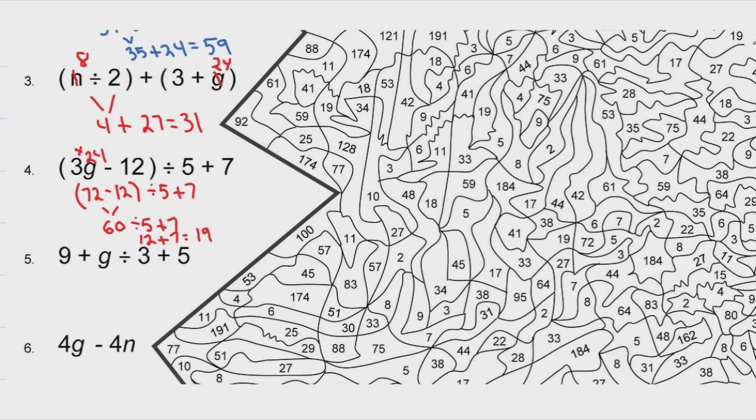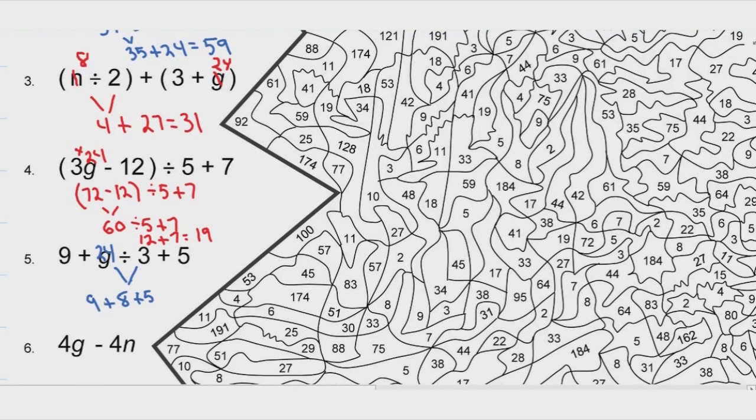Number 5, we have g, which again equals 24. Again, we have no n, so we just have 24. We do division first before addition, order of operations. 24 divided by 3 is 8. We have a plus 5 there and a plus 9.